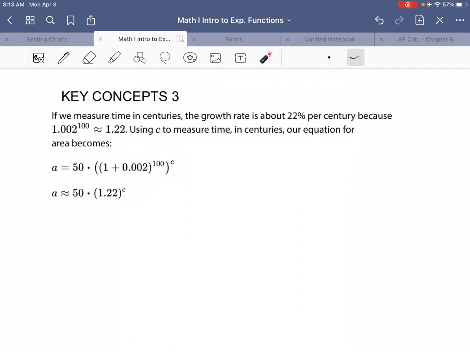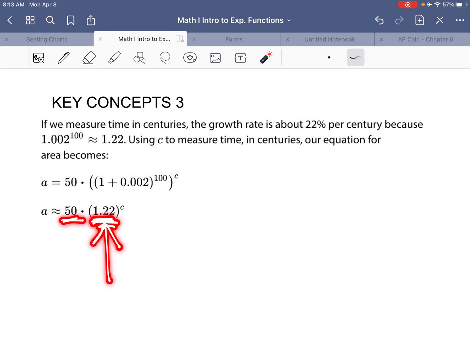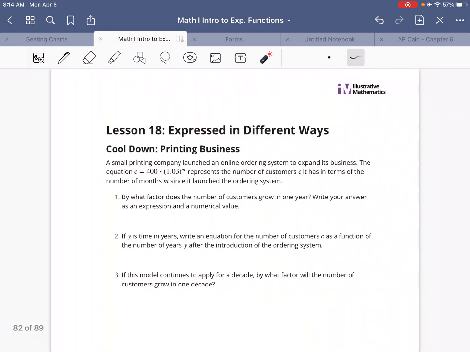Now, if we measure the time in centuries, that's a little bit different. We would do the same thing, though. We would take this growth factor, the 1.002, and since we're looking at a century, we would take it to the 100th power. And then this right here becomes our growth factor per century. This is what we multiply the area of forest that we have now by for each century to find the amount of forest that we have later.